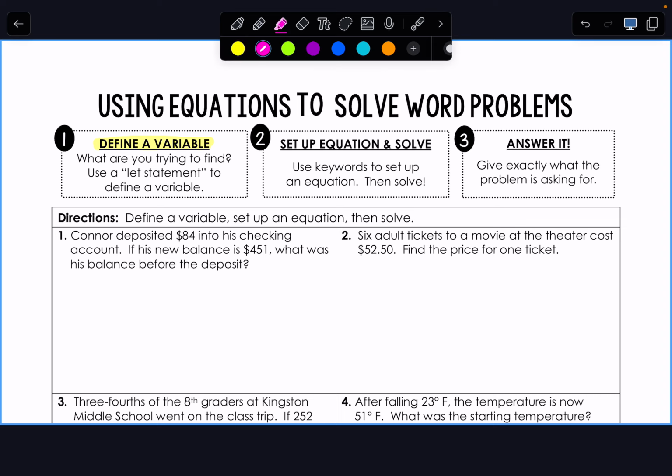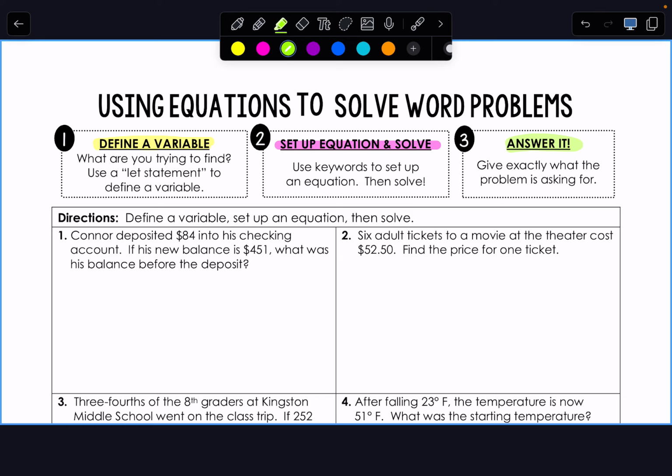Once you establish what your variable means, you're going to set up your equation, you're going to solve it, and then you're going to make sure you answer the question. So some of you just wrote 367. Well, what does that mean? That means $367 before the deposit. Answer the question they're giving you by labeling your answer.